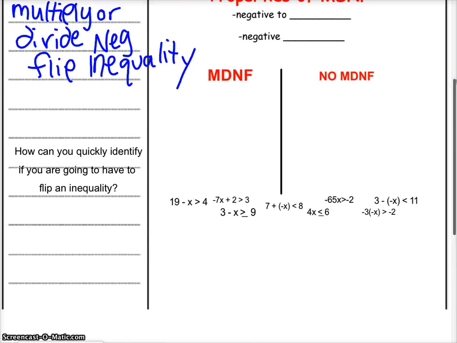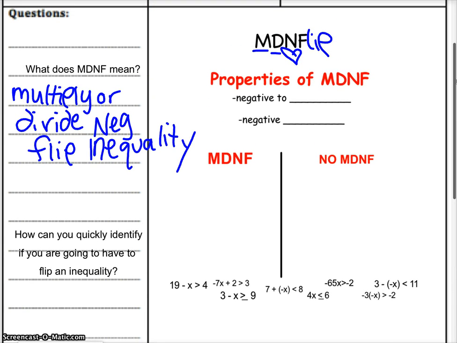Let's go back up here. So here's how you know if you're going to have to flip the inequality. You're going to get a negative to the left of the variable. If there's a negative to the left of the variable, it means that you're going to have to move it last. So you'll have to flip.